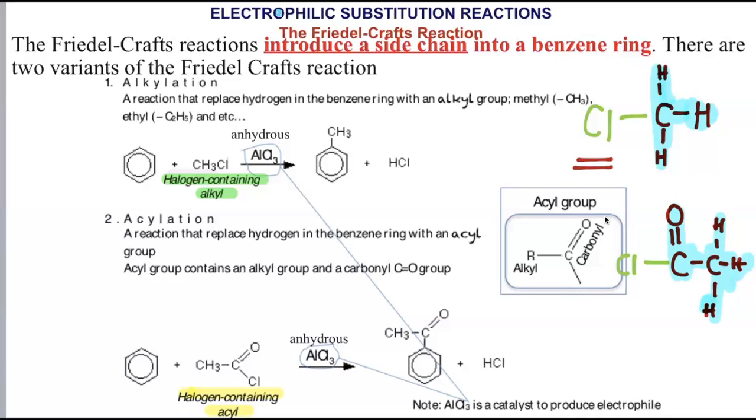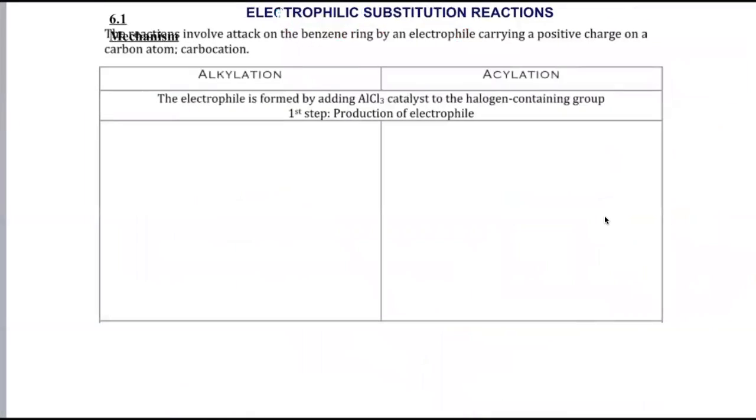As you can see in the product, the blue part, COCH3, is attached onto the benzene ring. You can look at this too. It's the same blue section of the molecule, and then you form HCl. Now we're going to look at the mechanism. We will deal with the alkylation first.